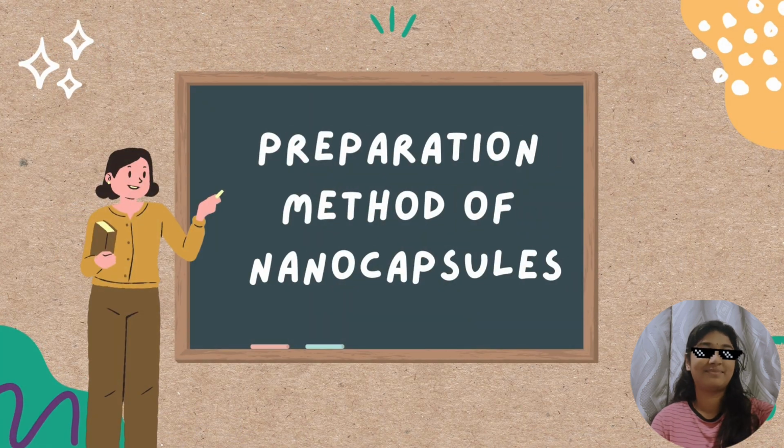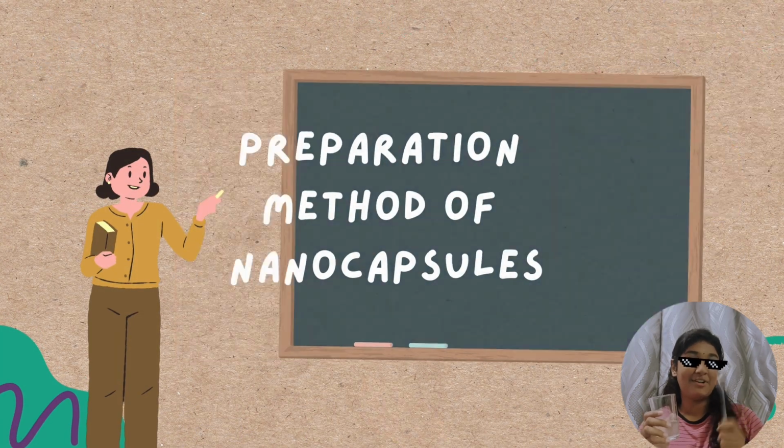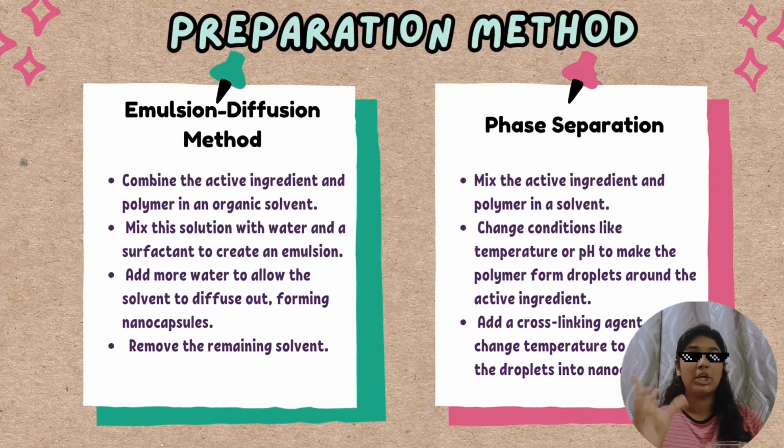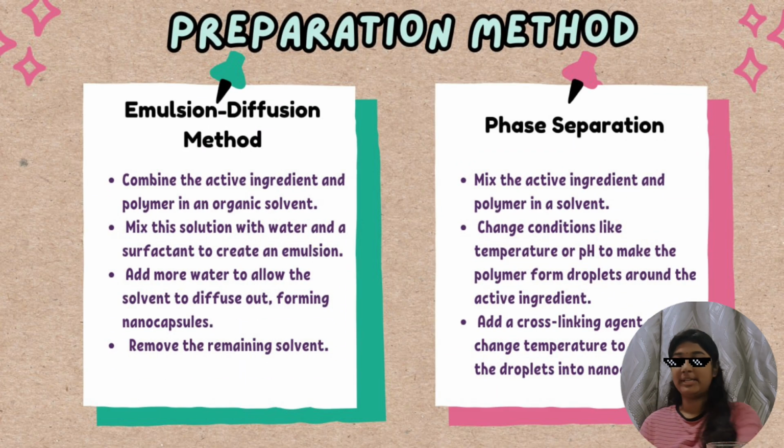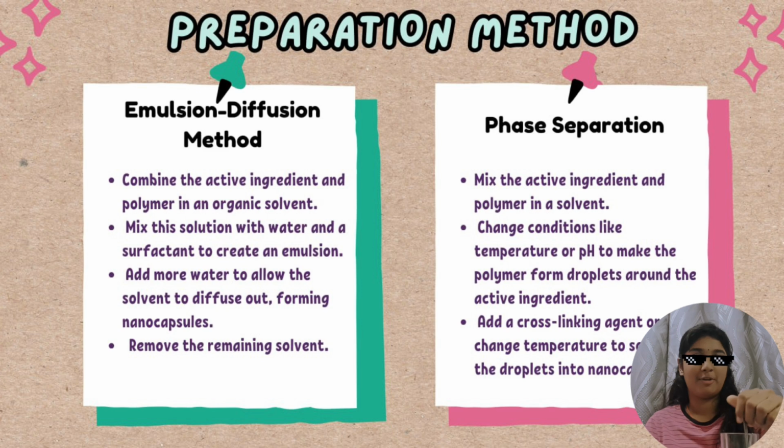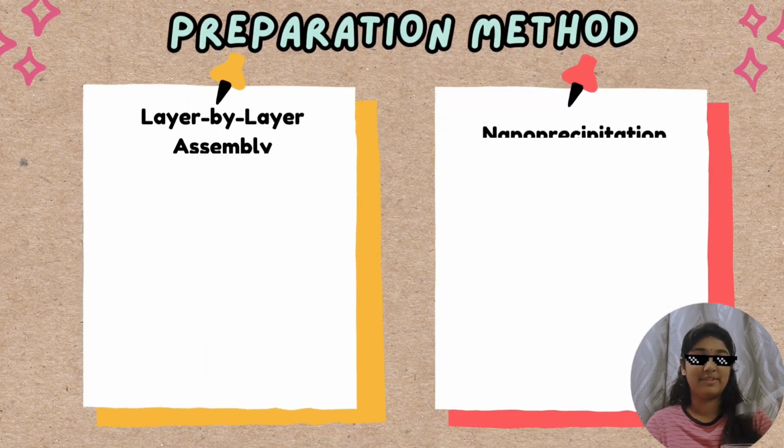Encapsulation. These are the preparation methods of nanocapsules. Firstly, the emulsion and diffusion method. Combine the active ingredient and polymer in an organic solvent. Mix the solution to allow the solvent to diffuse out, forming nanocapsules. Remove the remaining solvent. Second method, phase separation. Mix the active ingredient and polymer in a solvent. Change conditions like temperature or pH to make the polymer form droplets around the active ingredient.